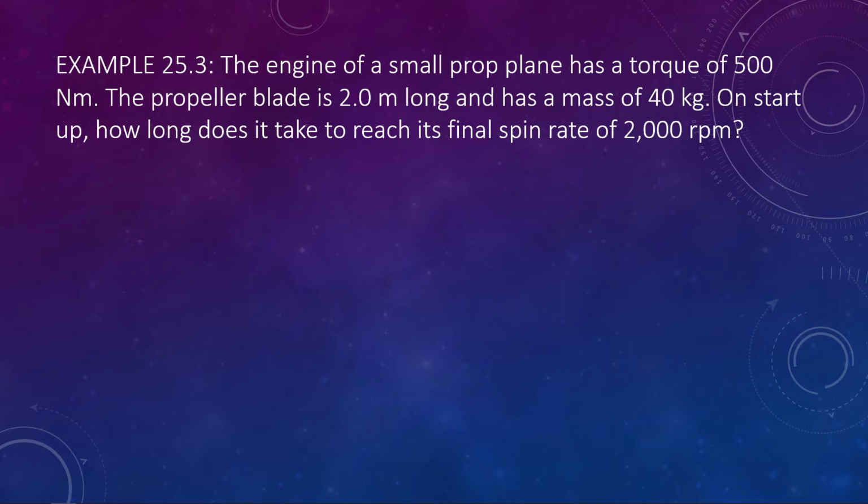The engine of a small prop plane. So in this case, I'm going to do like a long figure 8. I'm not an artist, but something like that. It's a propeller with a blade on the opposite sides spinning around. So it says that the engine of this plane has a torque of 500 Newton meters. The propeller blade is 2 meters long. It's a single blade passing through the middle and has a mass of 40 kilograms. On startup, how long does it take to reach its final spinning rate of 2,000 RPMs?